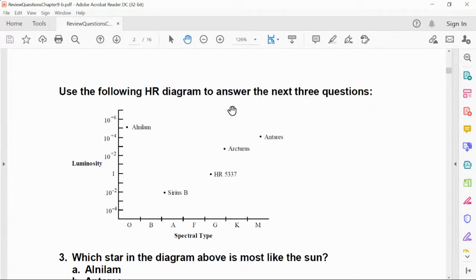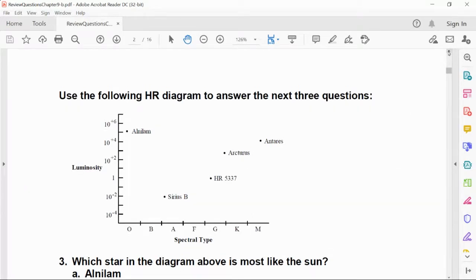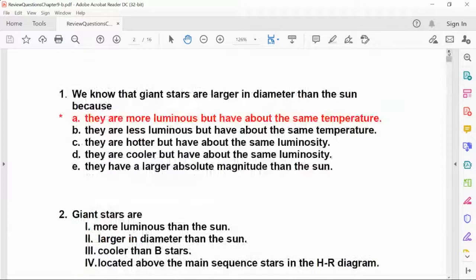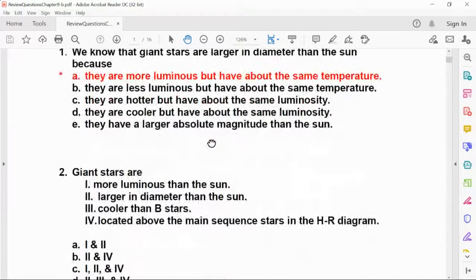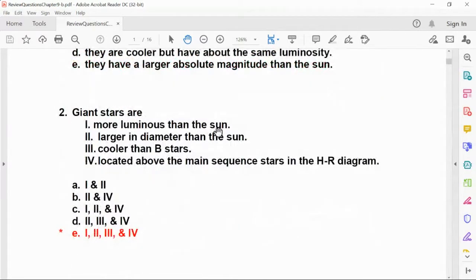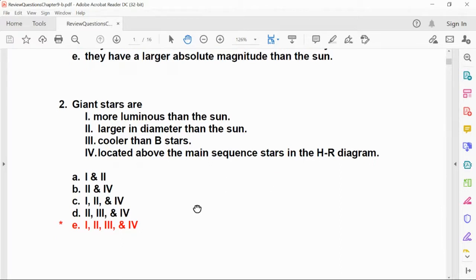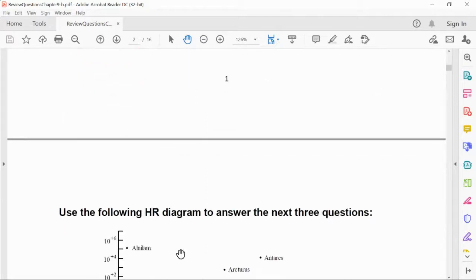Giants are usually here. So they're more luminous, but they have the same temperature. That's why in this question here, we say they are more luminous, but about the same temperature. Now, giant stars are more luminous, larger in diameter than the Sun, cooler than the hot stars, and you know the order, Oh Be A Fine Girl... Kiss Me. Be very hot star, located above the main sequence in the HR diagram. All of these basically fit the giants.